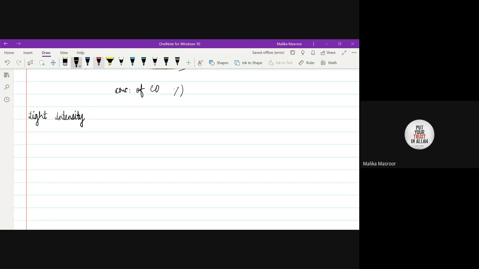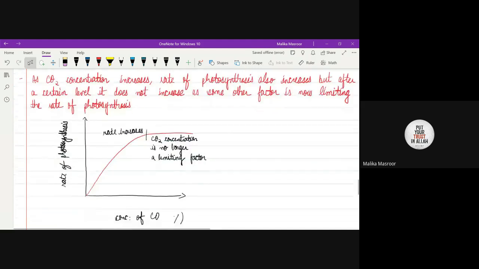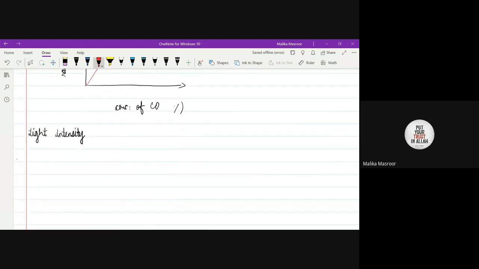So as light intensity increases, just like carbon dioxide concentration, rate of photosynthesis also increases, until it reaches the maximum rate.